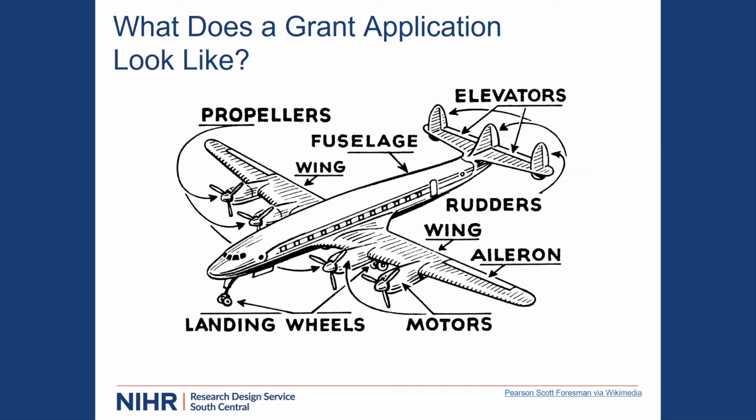So what does a research grant application look like? Well, it has lots of different sections, and I'm sure you're very familiar with them. But the important thing to bear in mind is that they all support each other. So it's all very well having a fantastic wing, but if it doesn't have a motor on it, it's likely to crash. So if you want your grant application to fly, you need to make sure that all those sections are as expected.